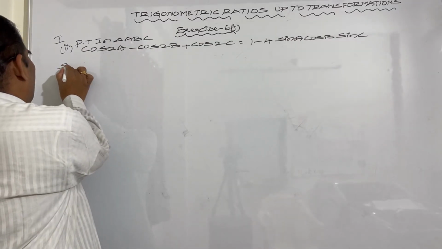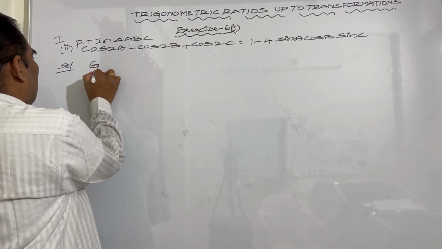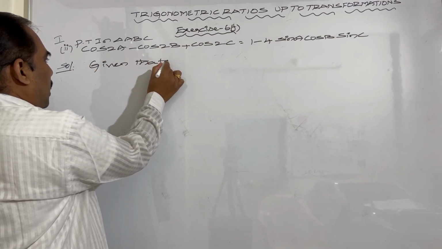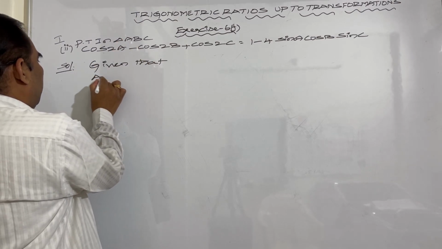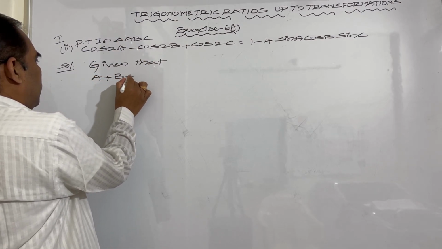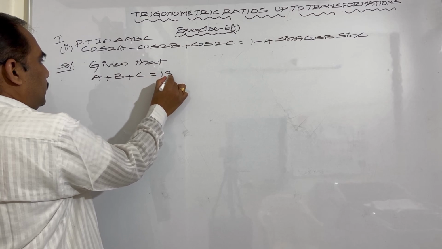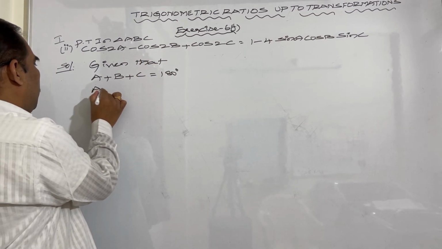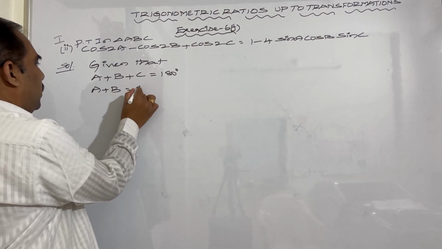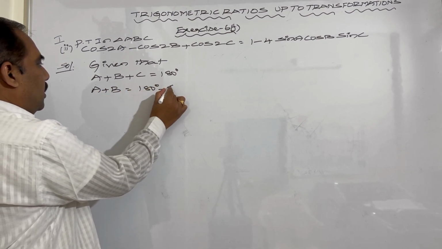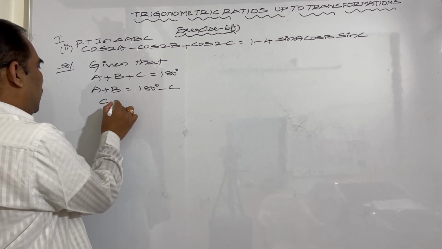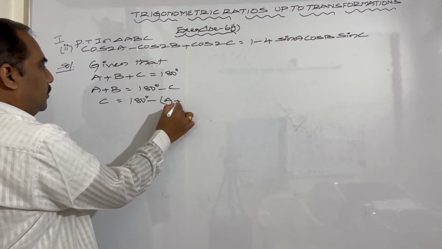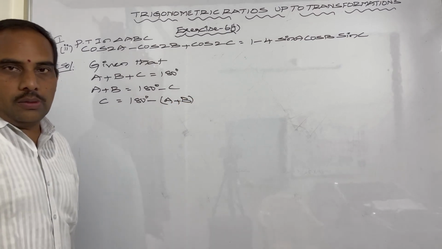Given that in triangle ABC, we know that the sum of the angles is equal to 180 degrees. A plus B plus C is equal to 180 degrees. From this, A plus B is equal to 180 minus C. And also C can be written as 180 minus of A plus B.